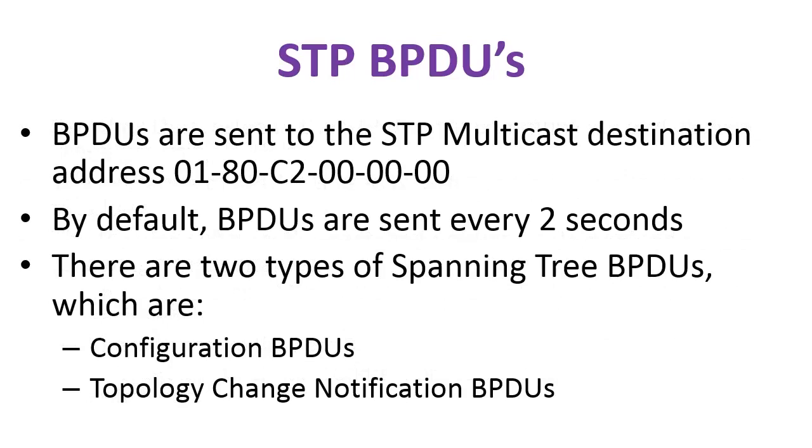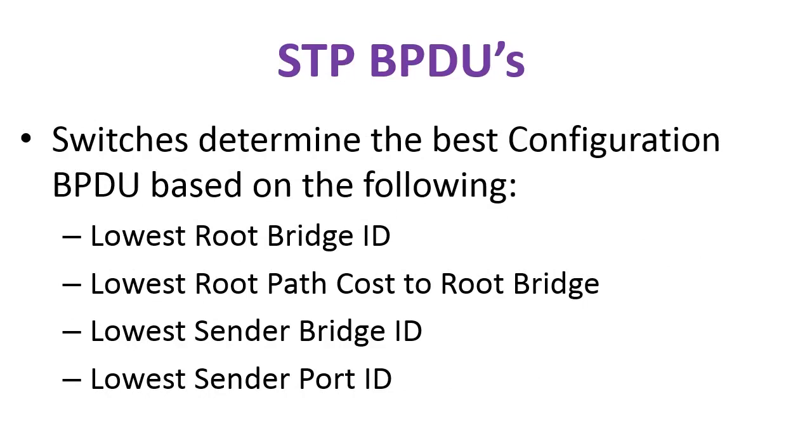Some basic facts: BPDUs are sent to the STP multicast destination address, as you see here. And by default, they are sent every 2 seconds. Now there are two types of data units that we should know of: configuration BPDUs and TCNs, or topology change notification BPDUs. Switches determine the best configuration BPDU based on the following criteria: lowest root bridge ID, root path cost to the root bridge, sender bridge ID, and sender port ID.